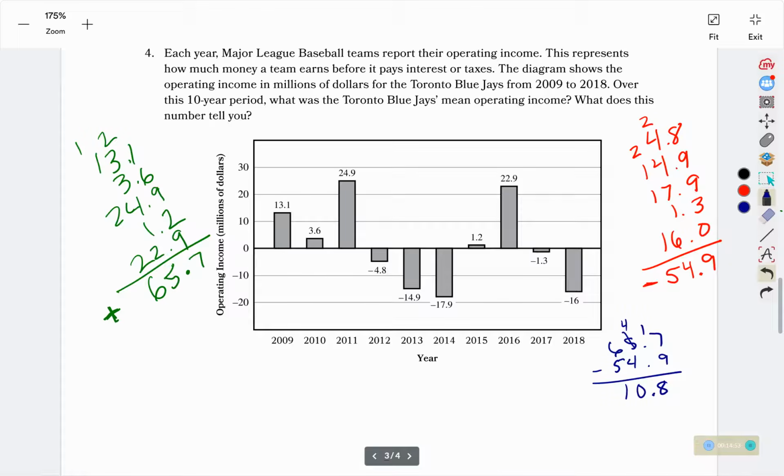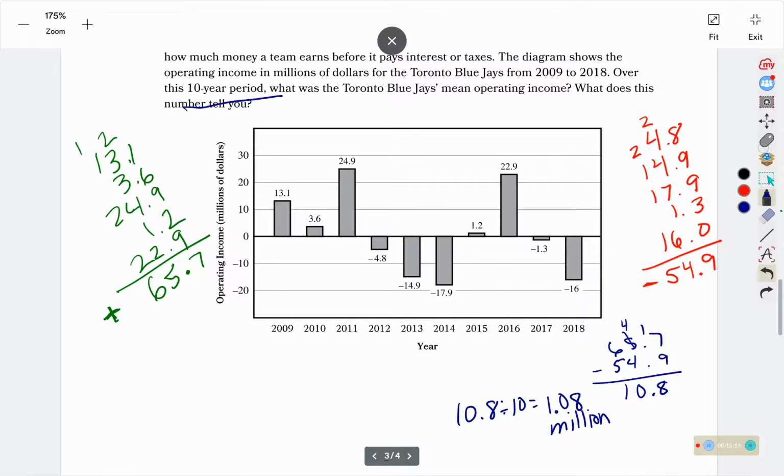Now this is for a 10-year period, so we're looking for the average, meaning we also have to divide our total by 10. Dividing by 10 moves that decimal to the left one spot, so this is 1.08 million. It also asks, what does this number tell us? Since it's positive, it tells us over the 10 years, they made a profit. They made money.